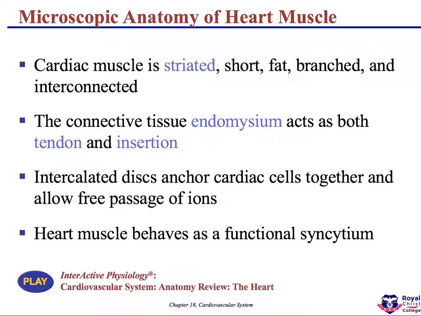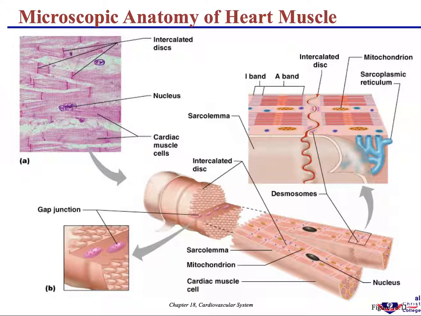And the connective tissue, known as the endomysium, acts as both tendon and insertion. The intercalated discs anchor cardiac cells together and allow free passage of ions. So therefore, a wave of action potential can literally move through. Heart muscles behave as a functional syncytium, so they behave together, support each other and act together, in a cohesive manner. So here is the microscopic anatomy of the heart muscle.